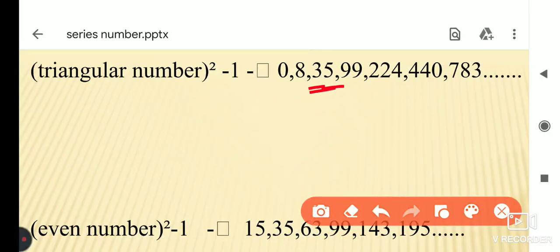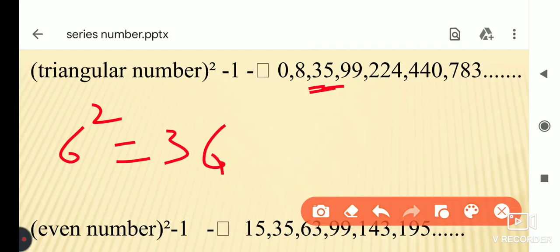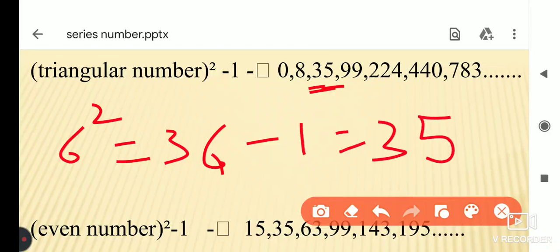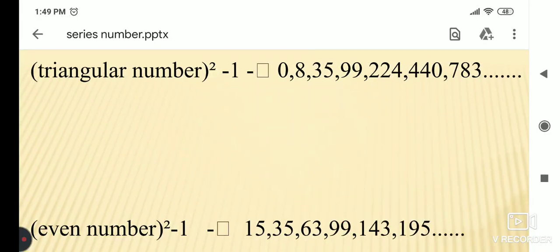35 means we can easily identify the third number, that is the square number. The triangular number is 6. 6 square is equal to 36, minus 1, we get the answer, that is 35. Okay, the next is 99.